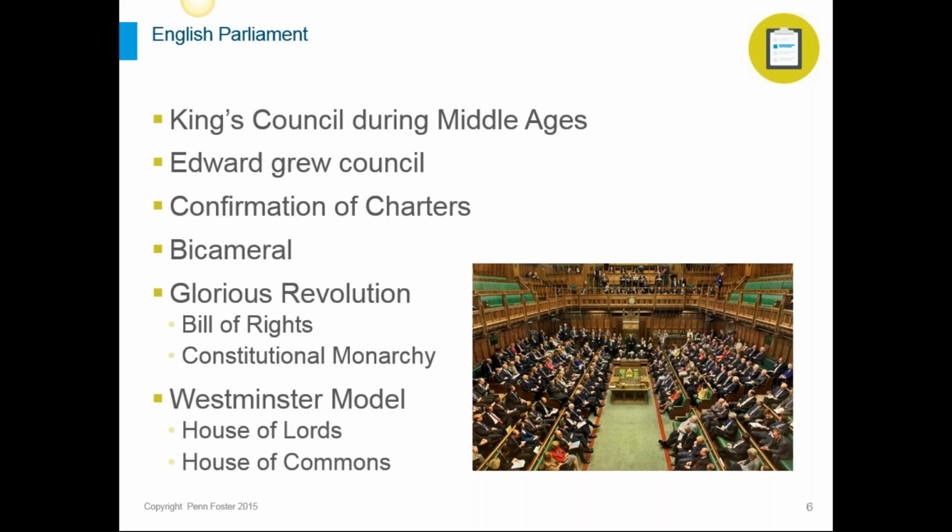And we established what's called the Westminster model, which takes both the House of Lords and the House of Commons and sets that up as the policy that is based on that bicameral legislature that I mentioned before.